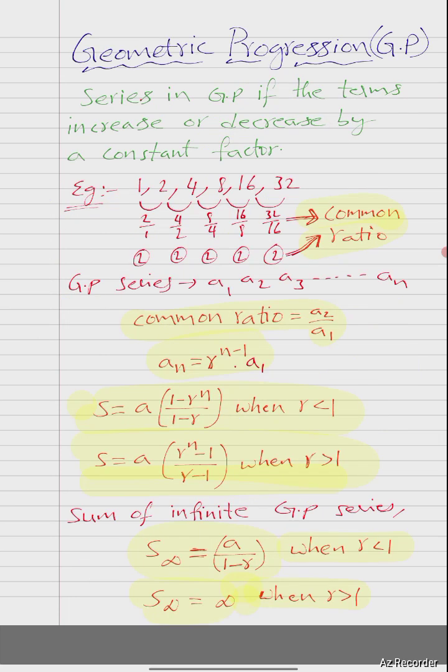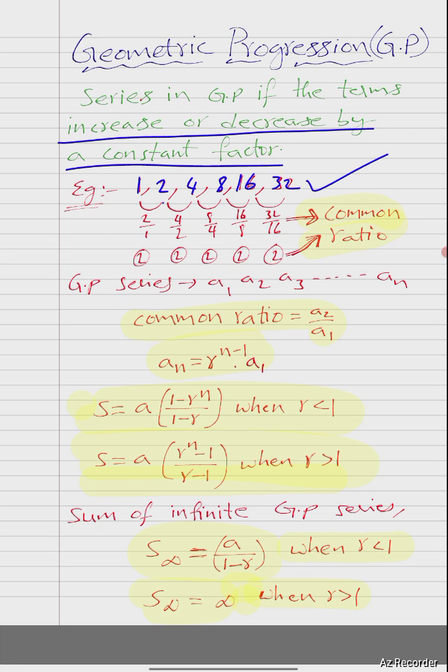Okay. Now let us look at geometric progression. A series is in geometric progression if the terms increase or decrease by a constant factor. The series can be increasing or decreasing. If it is increasing or decreasing by a constant factor, we can say that series is in a GP or geometric progression. Here I have given one example. Take a look at the series 1, 2, 4, 8, 16 and then 32.